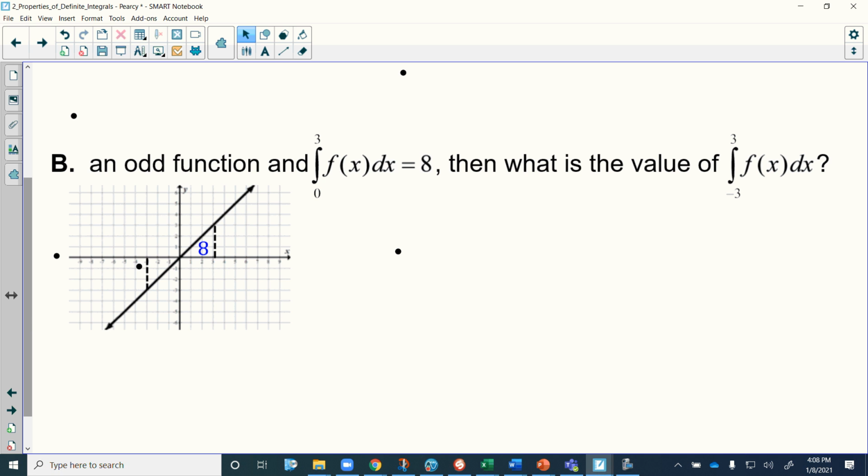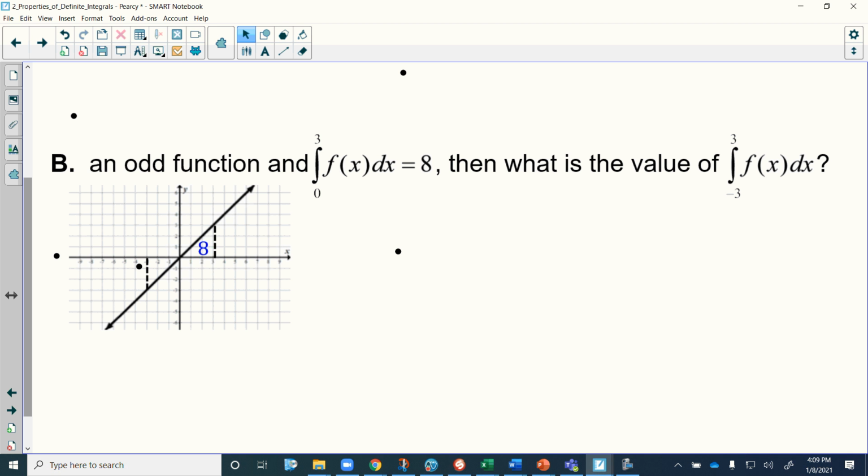There's my graph. Okay. So an odd function is symmetric to the origin. So here is just y is equal to x. So it's obviously symmetric to the origin. And it's kind of doing the same thing from 0 to 3. It's telling you that the area underneath the curve at that point is 8. So what can we conclude about the area from -3 to +3?